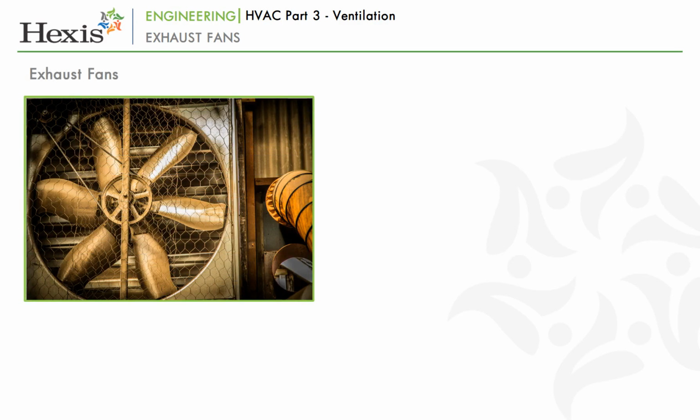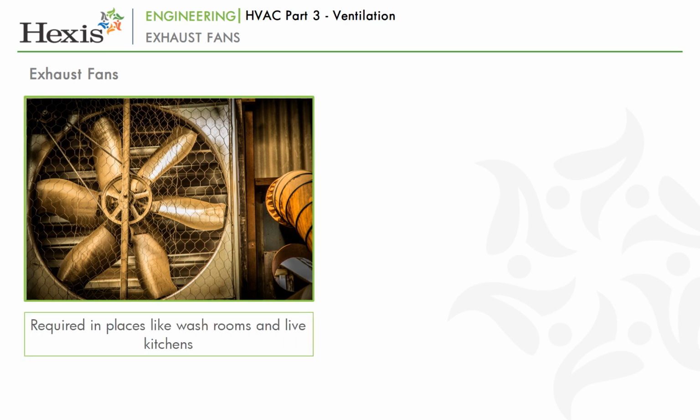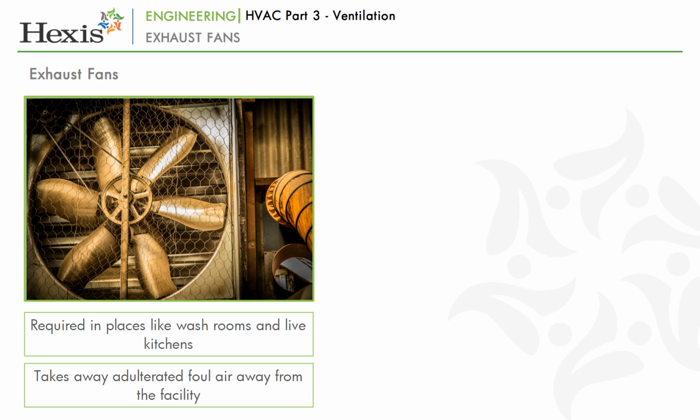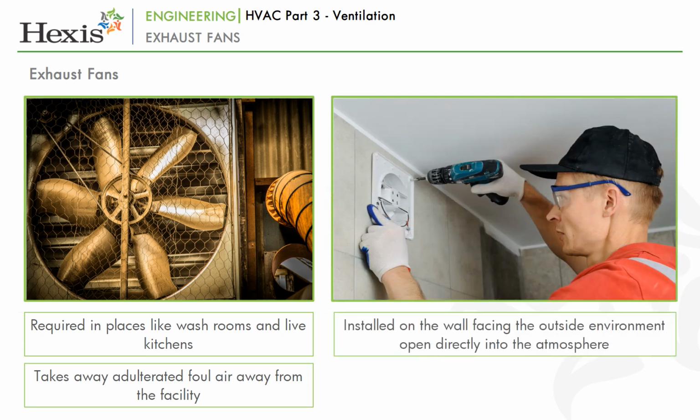Now let's understand the use of exhaust fans in facilities. Exhaust fans are required in places like washrooms and live kitchens to take the adulterated foul air away from the facility. These are regular fans sucking air from the inside and throwing it outside. The exhaust fans would normally be installed on the wall facing the outside environment, opening directly into the atmosphere.